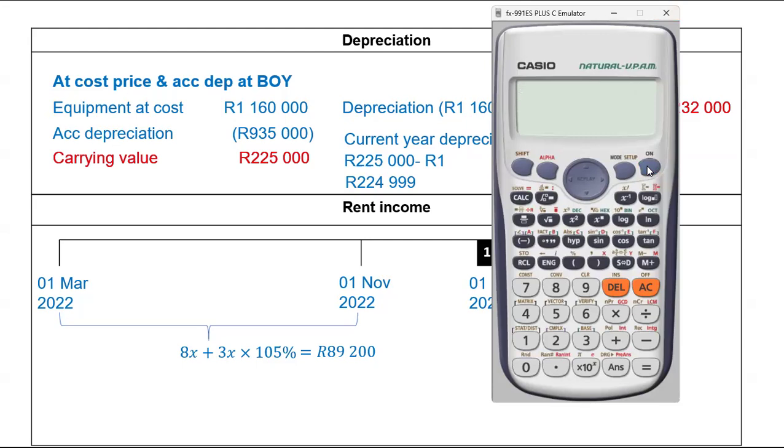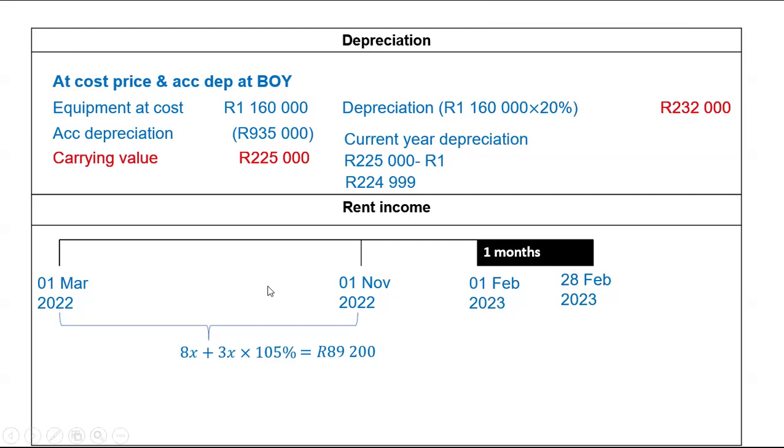I will first start with 3 multiplied by 105%. It'll give me this, and I will just add it with 8. And then it will give me that. You add the coefficients, you keep the variable as it is. The variable there is x, so I'm going to keep it as it is. So I will have 11.15x equals 89,200. Then divide both sides by 11.15, it will give you 8,000.